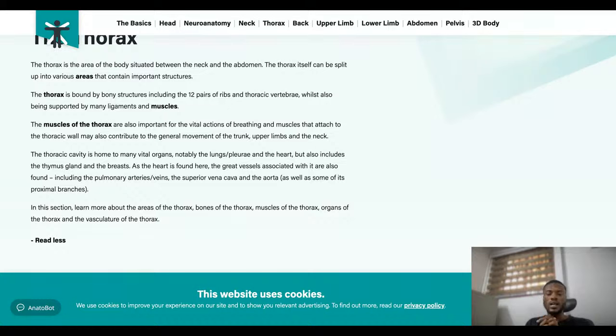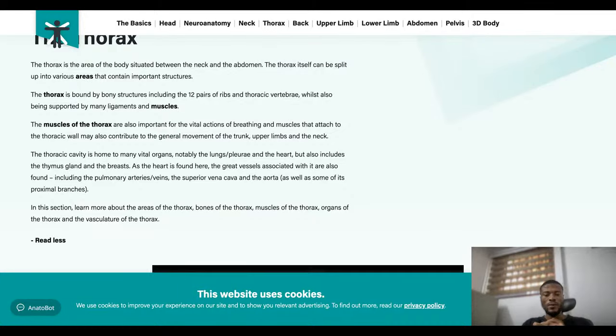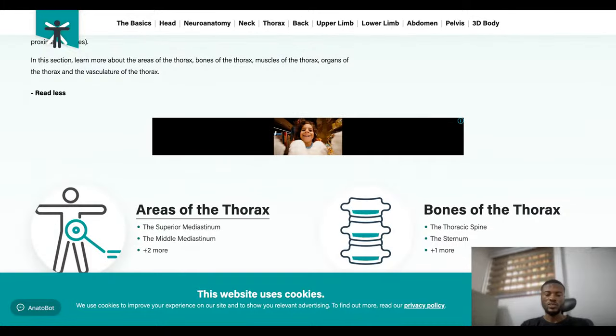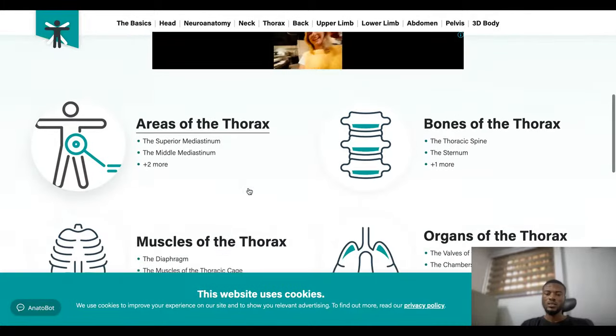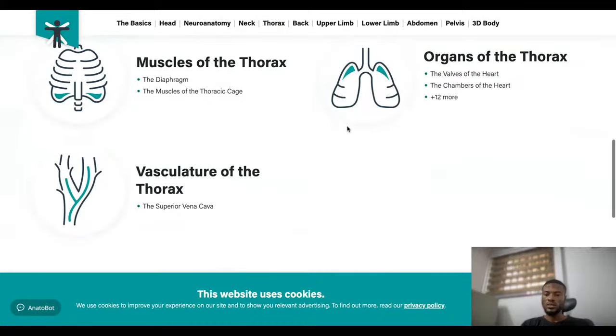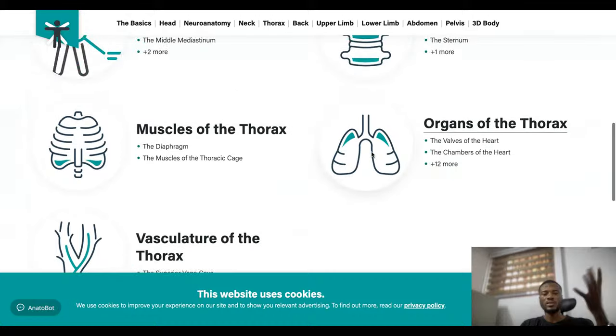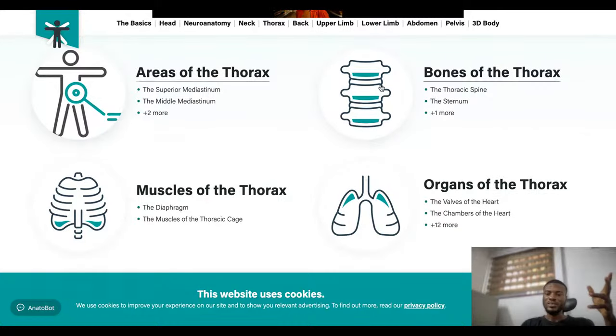Okay. Aside from the ribs, other bony structures there, we have the sternum, the manubrium, the clavicles, and the scapula. Do you understand? So all these are structures that we will look at in the thorax. So let's jump to the organs of the thorax. We wouldn't bother ourselves much with the bones and all that. But let's look at this.